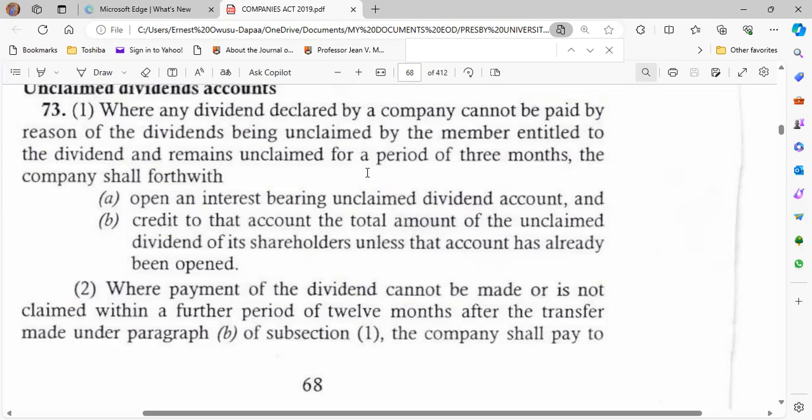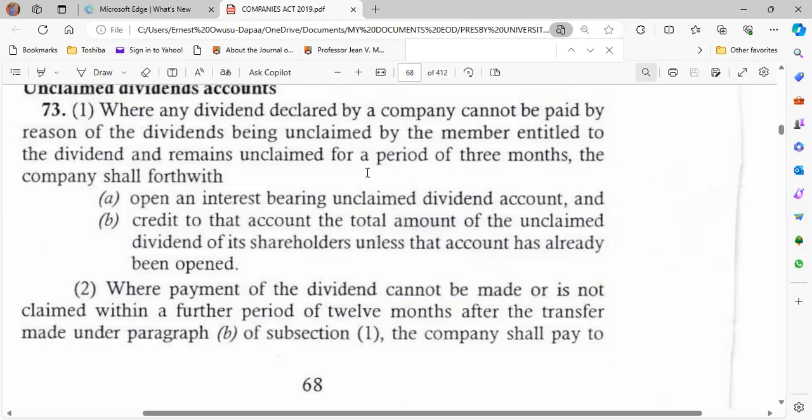And when dividends are declared, there's what they call a 3 months moratorium, meaning that the shareholders have up to 3 months to go and demand their dividends. After 3 months, if the money has not been claimed, the company is supposed to open this unclaimed dividend account, and have the money deposited in it.